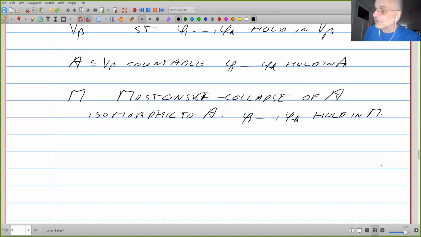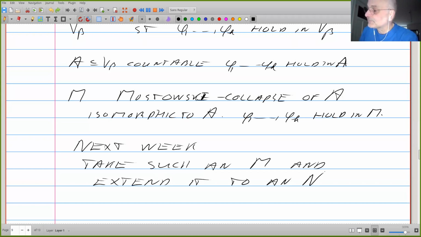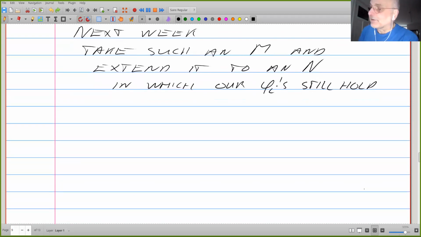And so what are we going to do next week? Take such an M and extend it to an N in which our phi's still hold. Okay, I'm cheating a little bit, but I'll get to that next week.